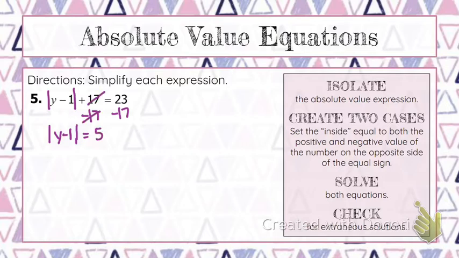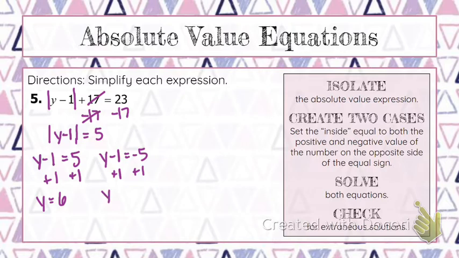Then we create two cases. We want y minus 1 equals positive 5 and y minus 1 equals negative 5. Then we're going to solve both. We're going to get y equals 6, and we're going to get y equals negative 4.